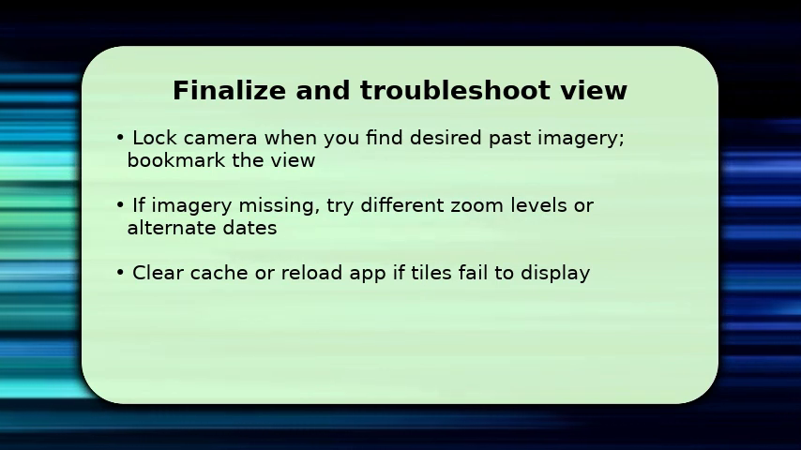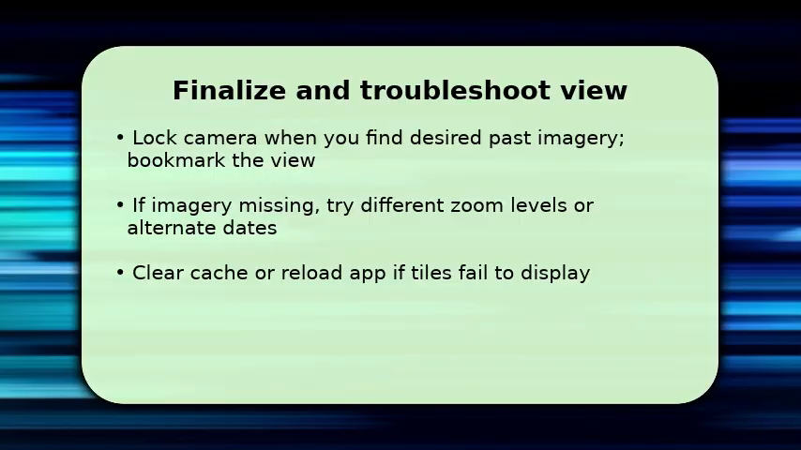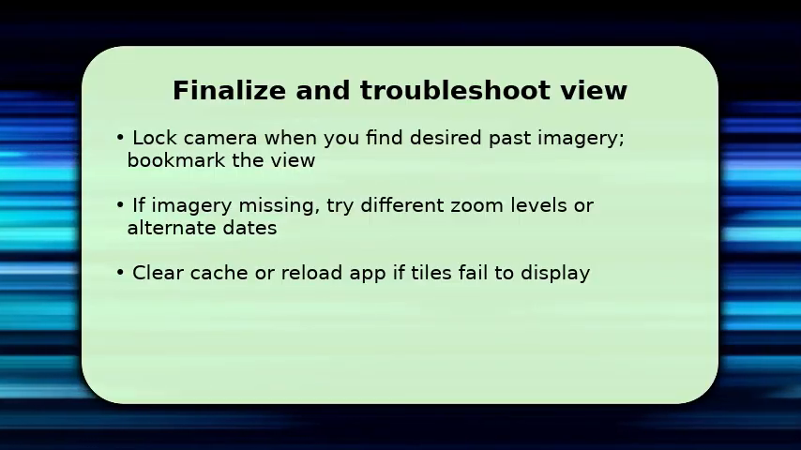If the past imagery doesn't appear, try zooming out or in and rescrubbing the slider, because some older tiles only load at specific zooms. If tiles still fail, clear the app cache or reload Google Earth. This often resolves display glitches. Finally, remember that availability varies by area, so some dates may be absent.